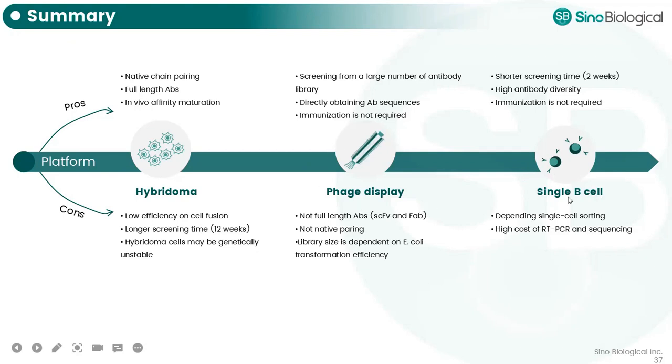Both phage display and single B cell techniques don't rely on immunizations, and they can obtain large antibody diversities. But phage display does not produce full-length antibodies. Usually it's scFv and Fab, and the heavy chain and light chain are not native pairs. And for single B cells, the problem is that it depends on single cell sorting technologies, and it is also a big cost to do the RT-PCR and the sequencing.